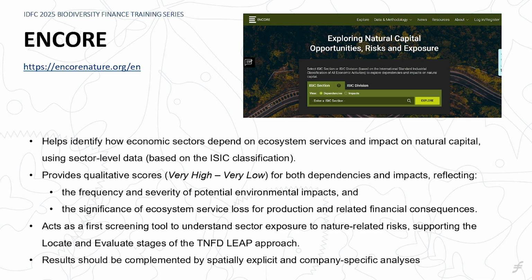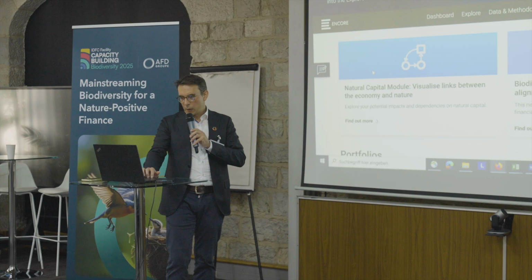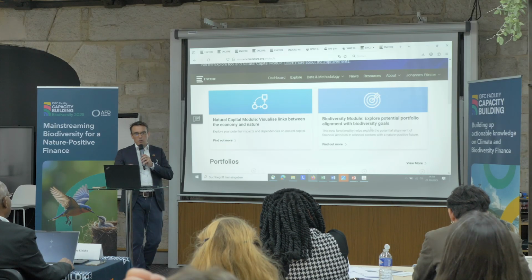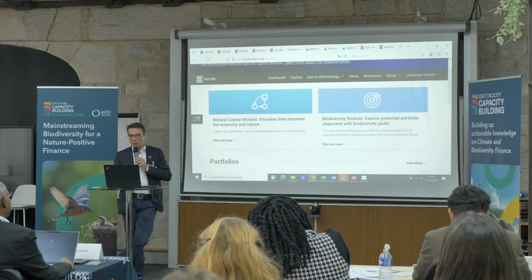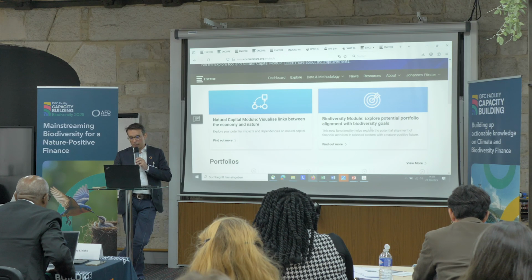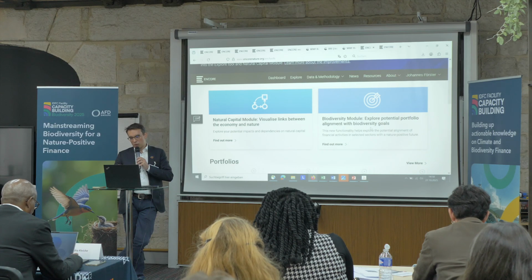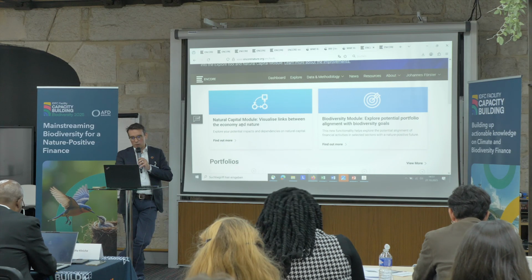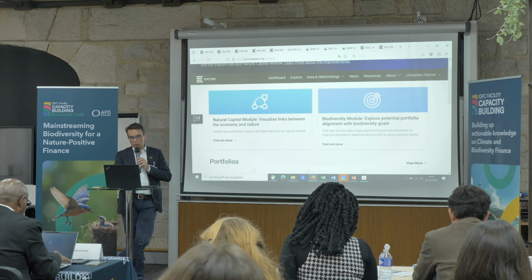But basically what it does is it brings you to this dashboard where you can have a module that visualizes the links between the economy and nature, and then there's a biodiversity module exploring portfolio alignment with biodiversity goals. This is a bit more abstract with the star matrix related to species threat status. We are not going to look too much into that right now. We will focus in the exercise more on the more basic or the general application of the ENCORE tool.